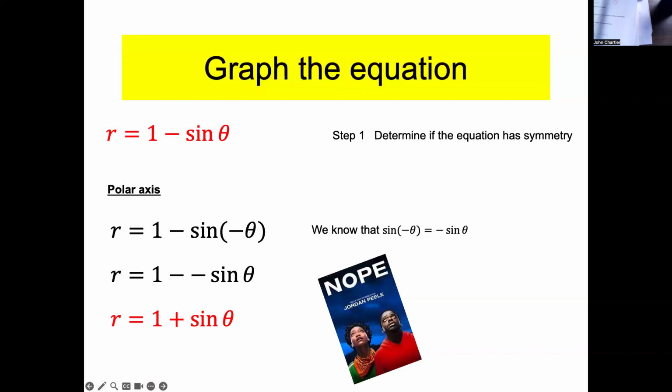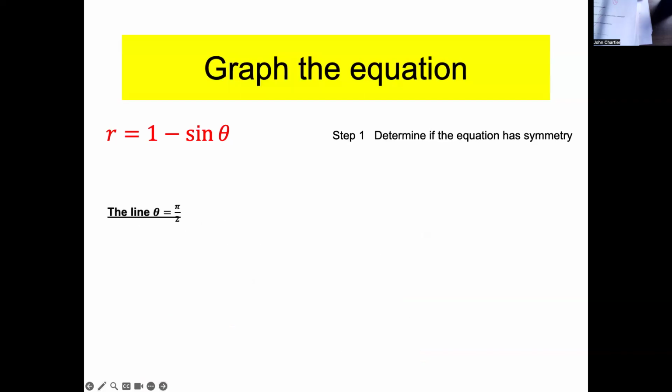All right, so no, red and red do not equal each other. So go to the next symmetry. Theta is equal to pi over 2.